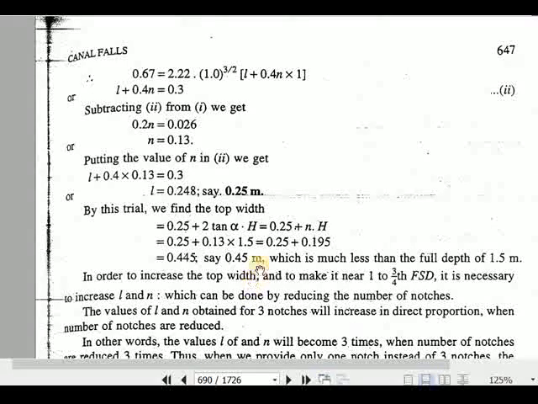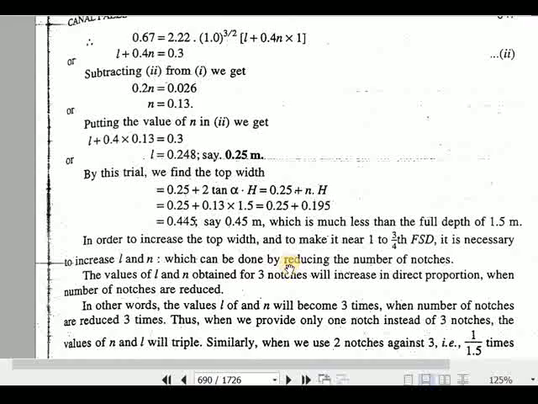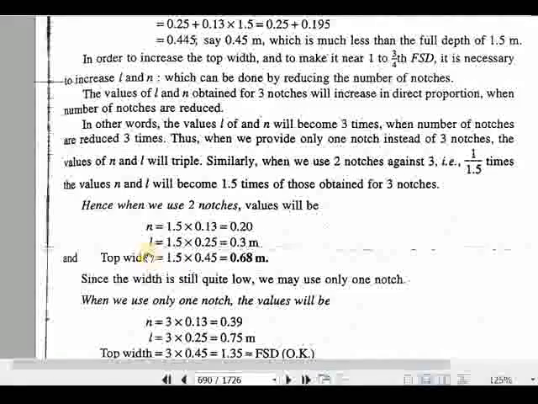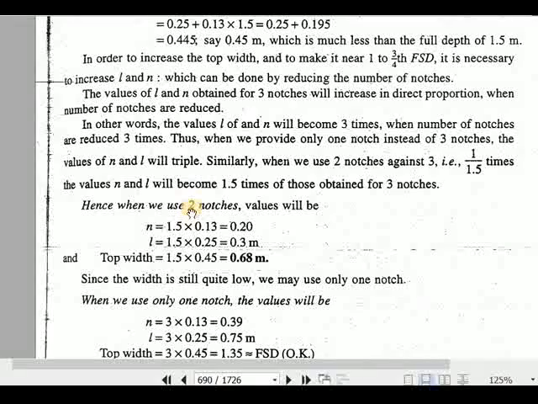So the top width of 0.45 meter is much less than the full supply depth of 1.5 meter which we discussed. So in order to increase the top width, we have to decrease the number of notches. Our next trial is to use 2 notches. With 2 notches we will get a little variation in our data set. For 3 notches we have N as 0.13, and for 2 notches we simply multiply 0.13 by 3 by 2.